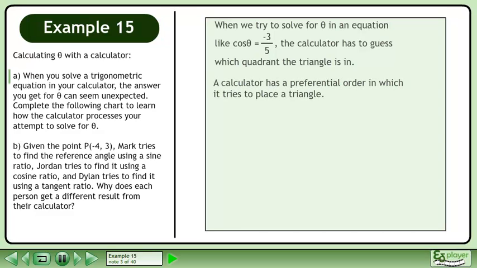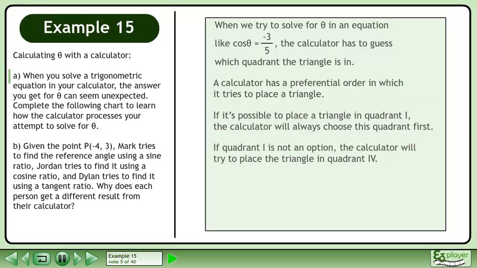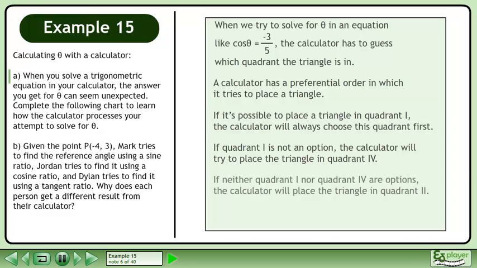A calculator has a preferential order in which it tries to place a triangle. If it's possible to place a triangle in quadrant 1, the calculator will always choose this quadrant first. If quadrant 1 is not an option, the calculator will try to place a triangle in quadrant 4. If neither quadrant 1 nor quadrant 4 are options, the calculator will place a triangle in quadrant 2. The calculator will never place the triangle in quadrant 3.